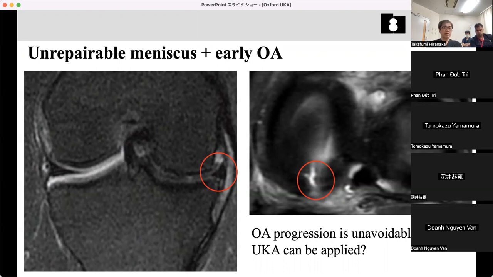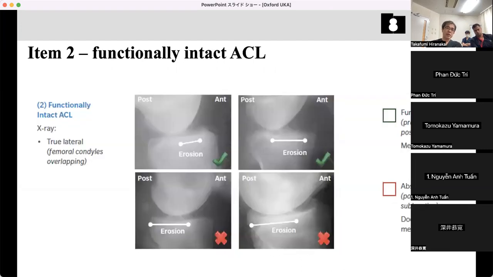But how to select the patient? Will the patient have complete wear of the medial cartilage or not? It is difficult to identify, but it is our next topic. So for UKA users, how to select the patient is very important.